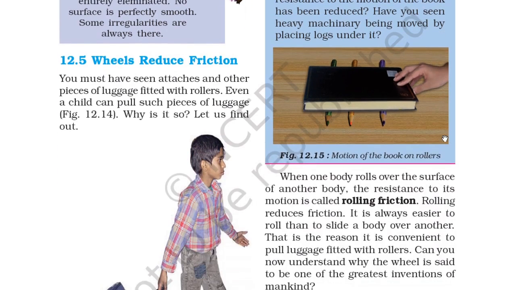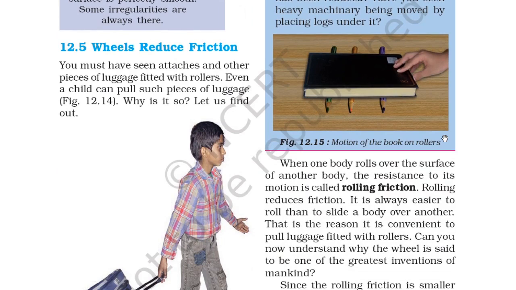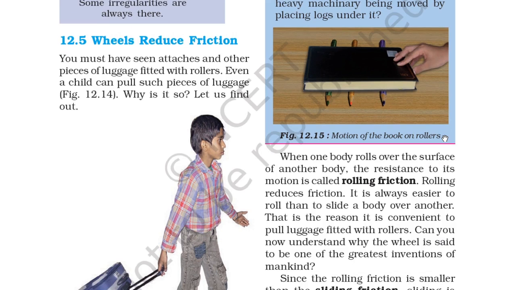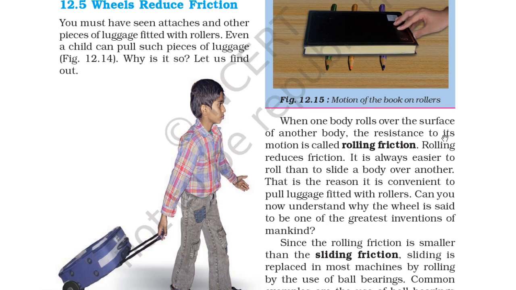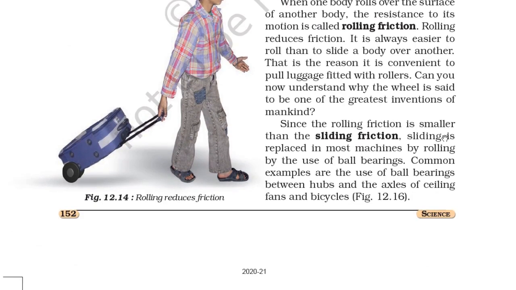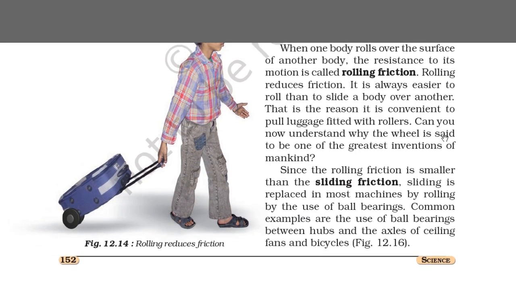12.5, wheels reduce friction. You must have seen suitcases and other pieces of luggage fitted with rollers. Even a child can push such pieces of luggage. In figure 12.4, you can see a boy pulling a trolley bag. Why is it so? Let us find out. Here rolling friction is applied.